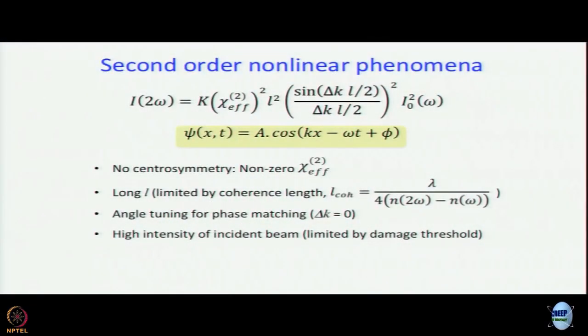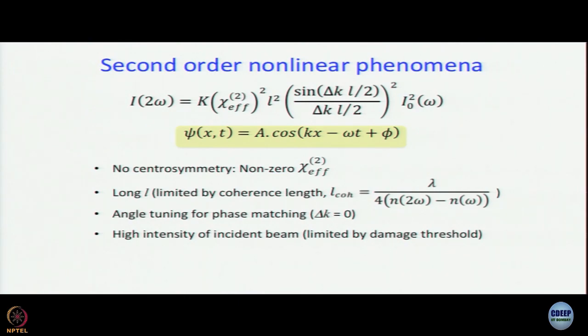Let us complete the discussion that we have been performing over the last two modules. We are discussing second order nonlinear phenomena, and we have said without deriving that the intensity of the second harmonic light is proportional to the square of the second order nonlinear susceptibility, the length of the crystal, and something like sin square theta by theta square, where theta involves delta k, and I 0 square of omega.